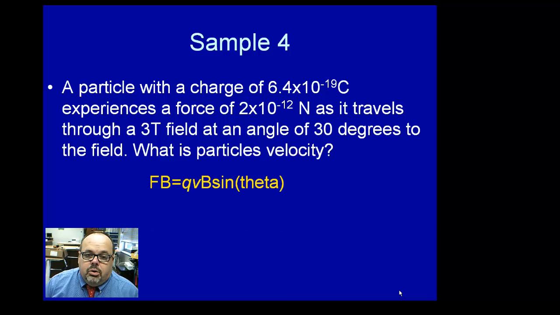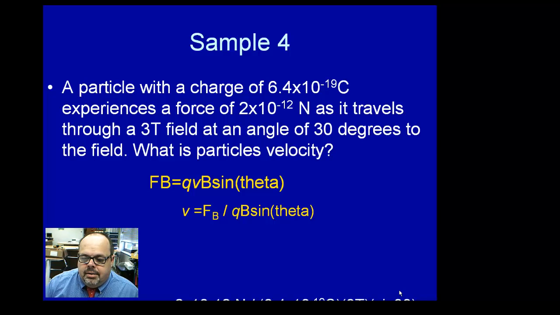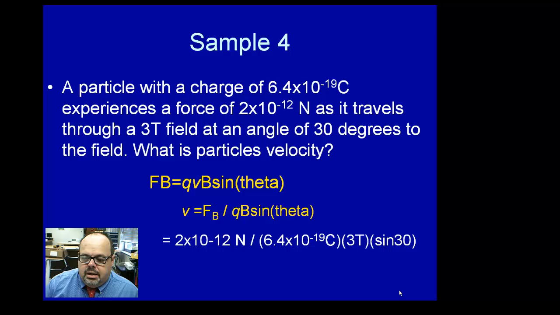Well, obviously I'm going with the same formula I had before. FB is equal to qvB sine of theta, except in this case I'm going to be solving for v, so I do a little algebra first. I recommend doing your algebra before you put the numbers in. v equals FB divided by qB sine of theta. Okay, now we plug and chug.